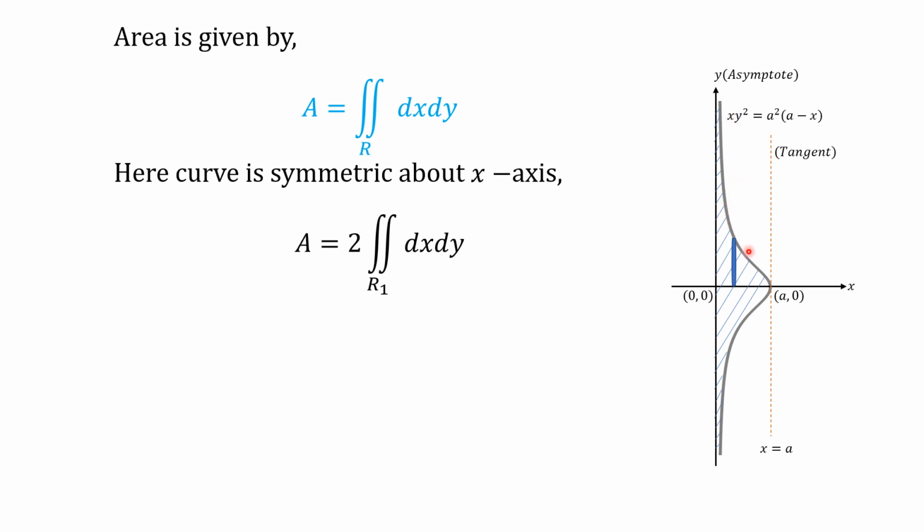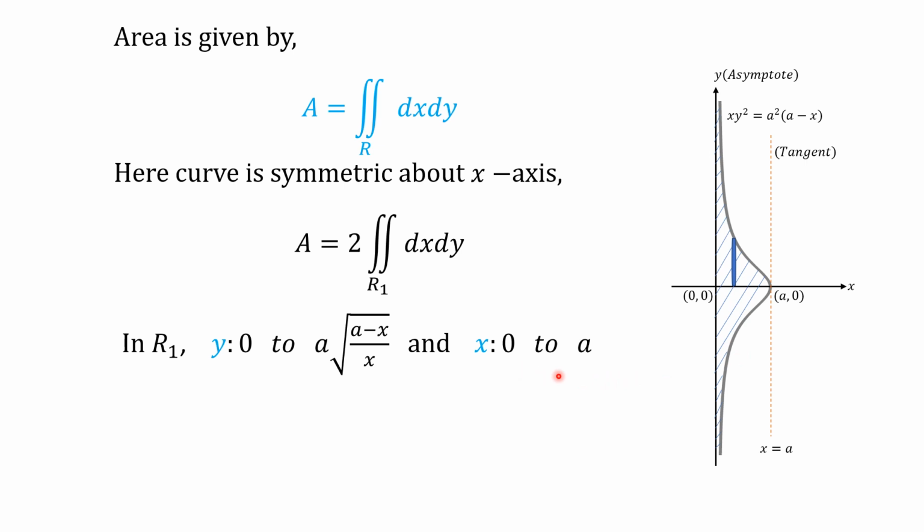But this arc on which the upper end of the strip is lying is in the positive quadrant. Therefore, we will consider the positive square root. Hence, in R1, y varies from 0 to a into square root of (a minus x) divided by x. And from where to where are we going to move this strip? To cover this region R1, we are going to move this vertical strip along the x-axis from x equal to 0 to x equal to a, as our curve lies between these two parallel lines, the y-axis and the line x equal to a.